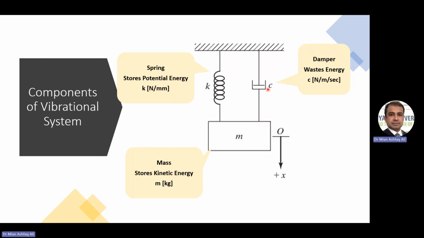And we may have a damper in the system. The damper is actually a means of destroying the energy. So overall, it decreases the system energy and hence the system stabilizes. The damper is there to waste some of the energy into heat. So these are the basic three components.